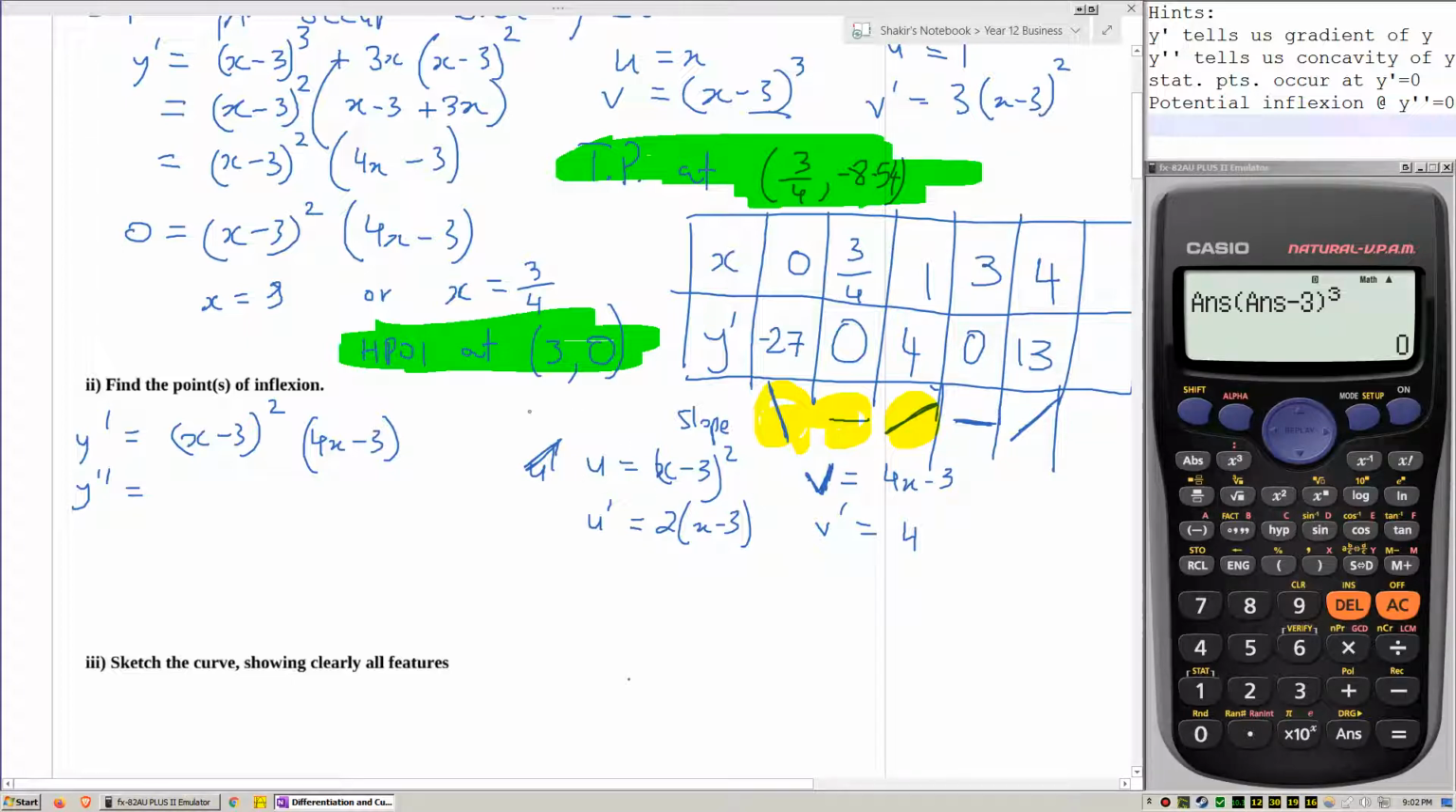Anyway, so u dash v. So you have 2x minus 3 u dash. V is 4x minus 3. And then v dash is 4. And you have x minus 3 all squared there.